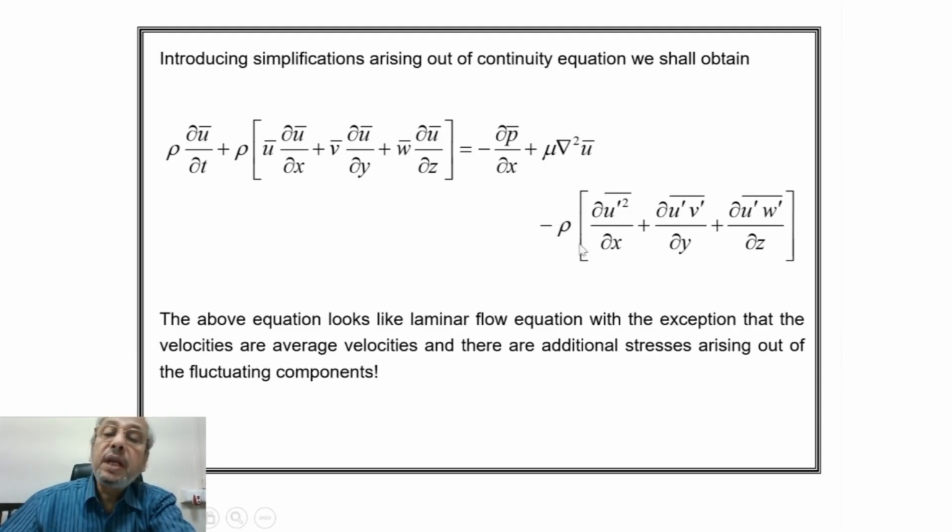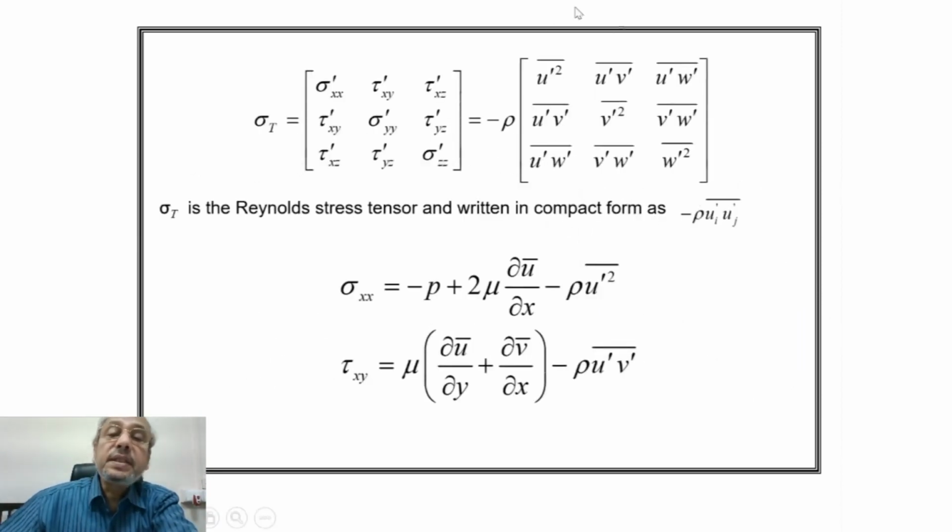So when we get the corresponding terms for the y momentum equation and the z momentum equation, then these 3, again 3, again 3, those 9 terms will behave as a stress tensor. Exactly, that's what we have written.